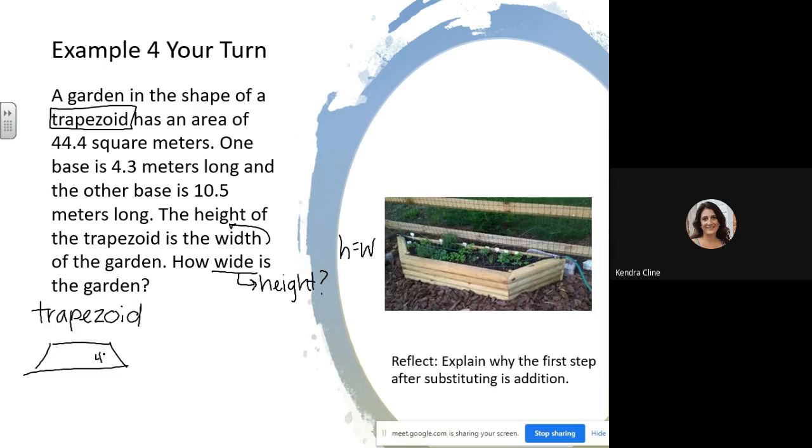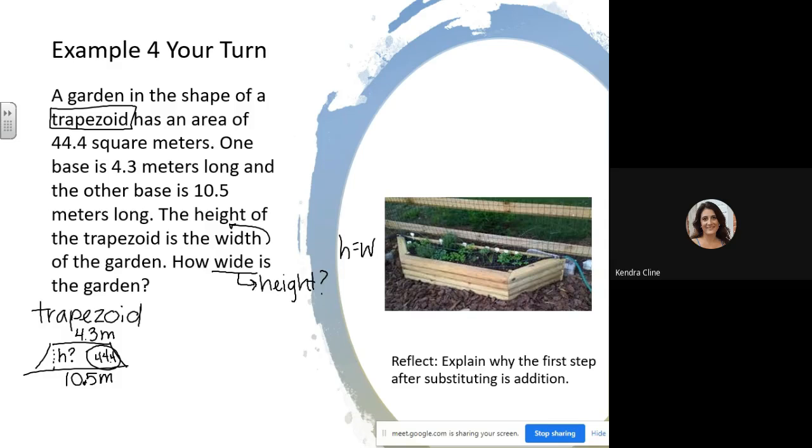And we know the area is 44.4. I'm going to put that in the middle and circle it. It says one base is 4 and 3/10, 4.3, that's the shorter one. Meters, the abbreviation for meters is lowercase m. I'm going to put that up with the shorter one, and 10.5 meters, or 10 and 5/10 meters, is going to be the longer base. We don't know the height. That's what we want to know.